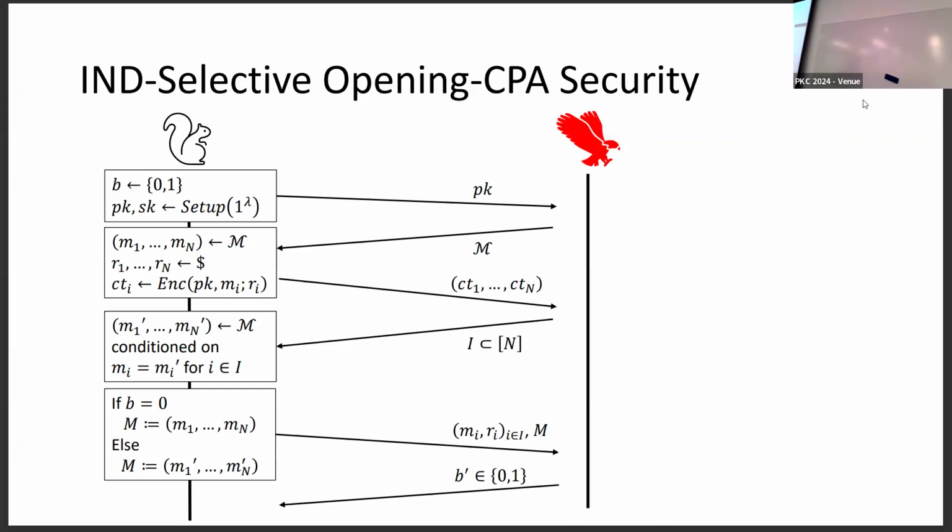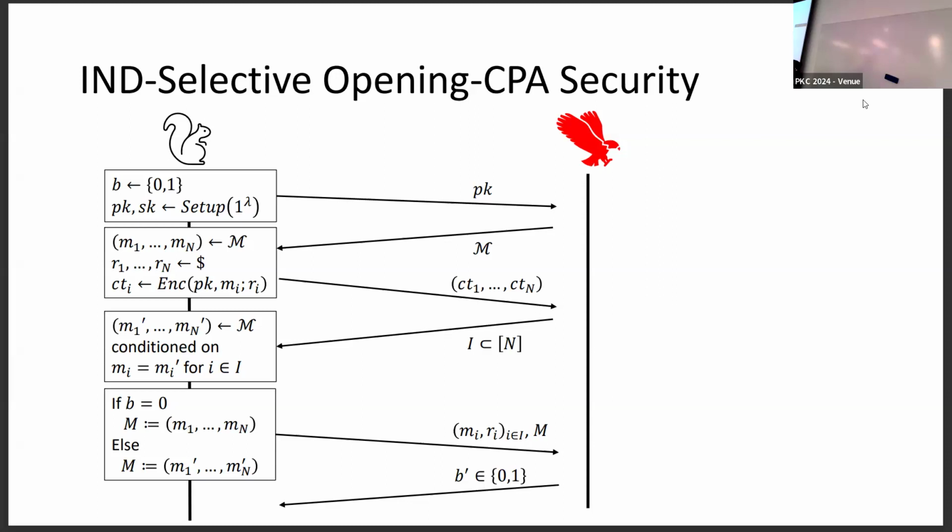Now the tricky part: the challenger resamples the messages conditioned on the indices, so that the value of the ciphertext gets opened. We basically have the same message. So here we resample the message record conditioned on being equal on some basis. Then it gives the adversary the opened messages and either the old message record or a new message record. And then the adversary has to decide if it got the messages actually corresponding to the ciphertexts it received, or if it got a new message vector, which may be correct in some sense. Yeah, so that's the full definition.